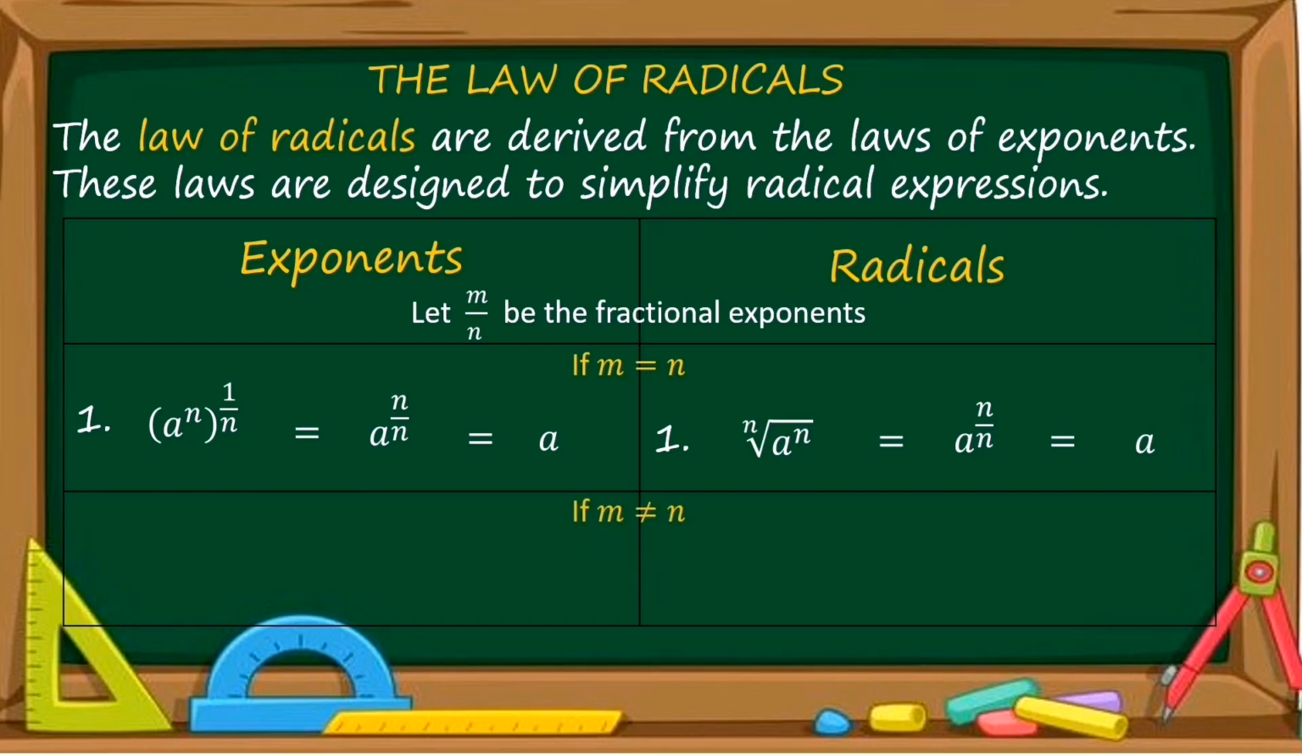What about if m is not equal to n? Let us see. a raised to m, raised to 1 over n. Simplifying it, it is equal to a raised to m over n. What is its equivalent in radicals? a raised to m over n can be written as the nth root of a raised to m. Then it is equal to a raised to m over n.